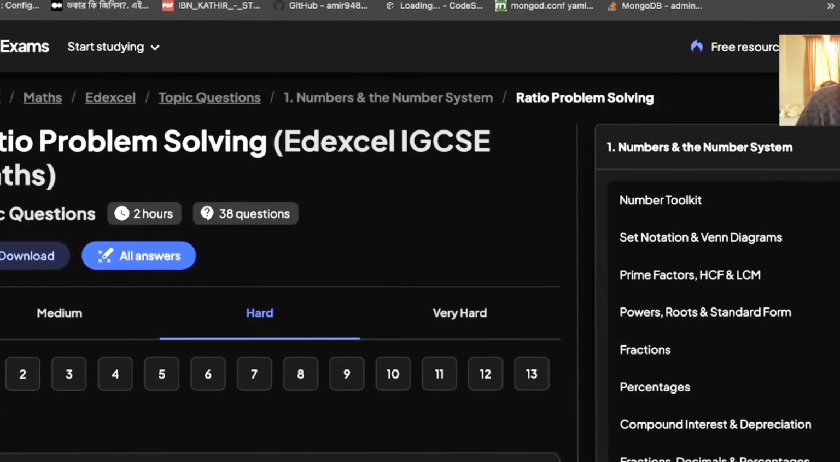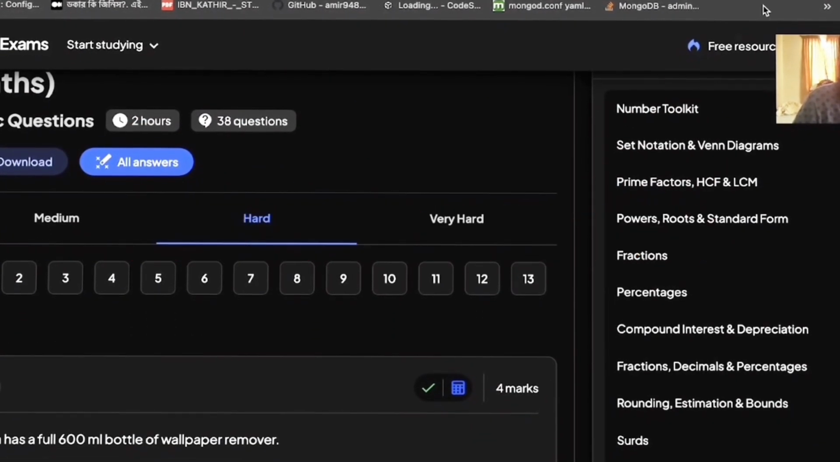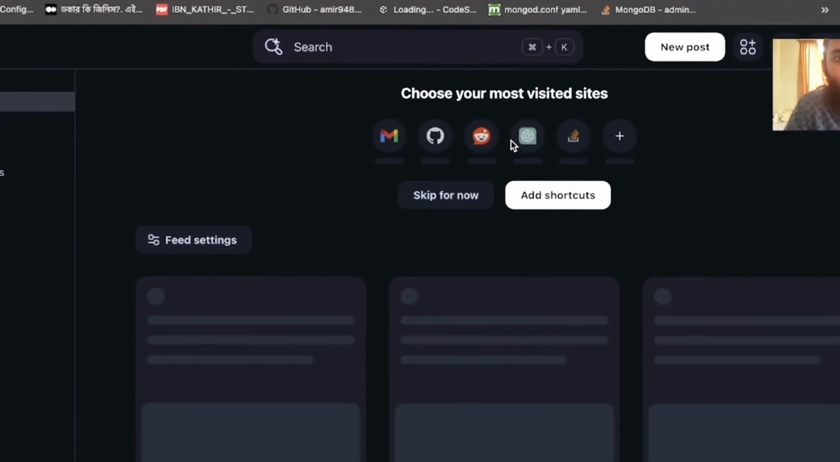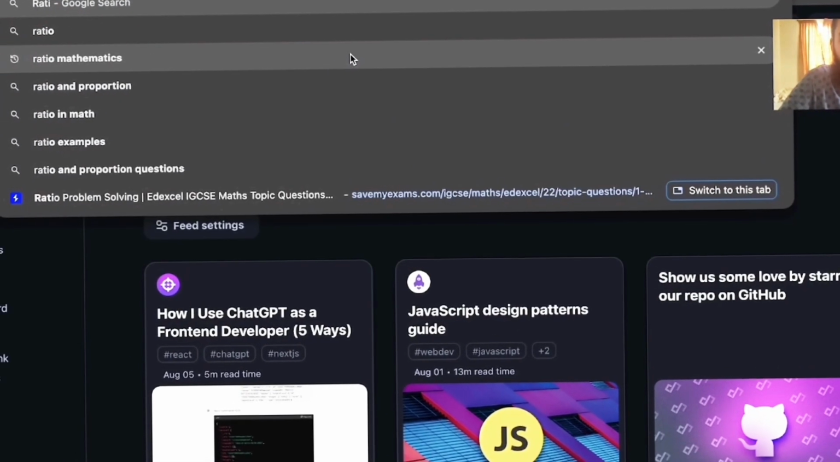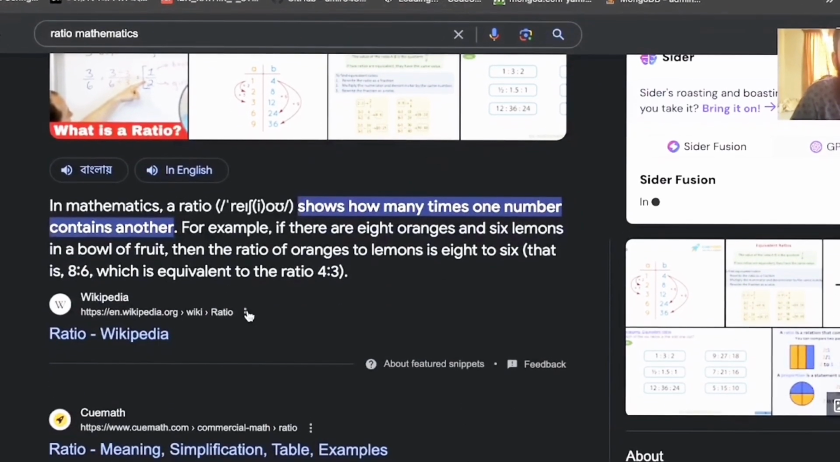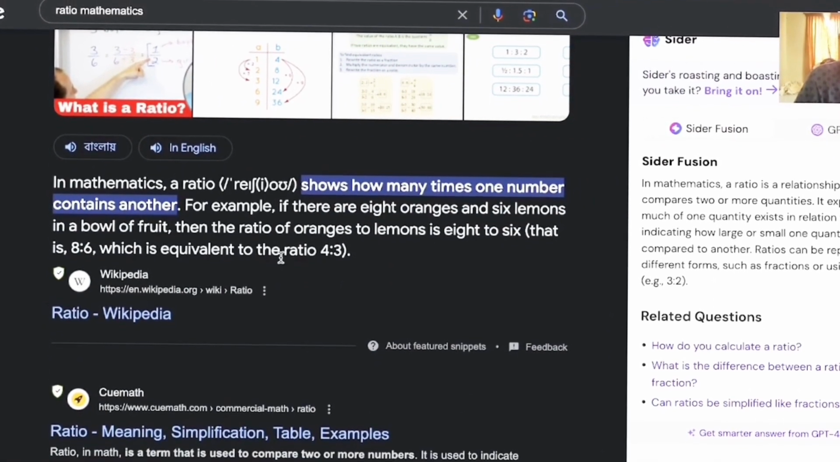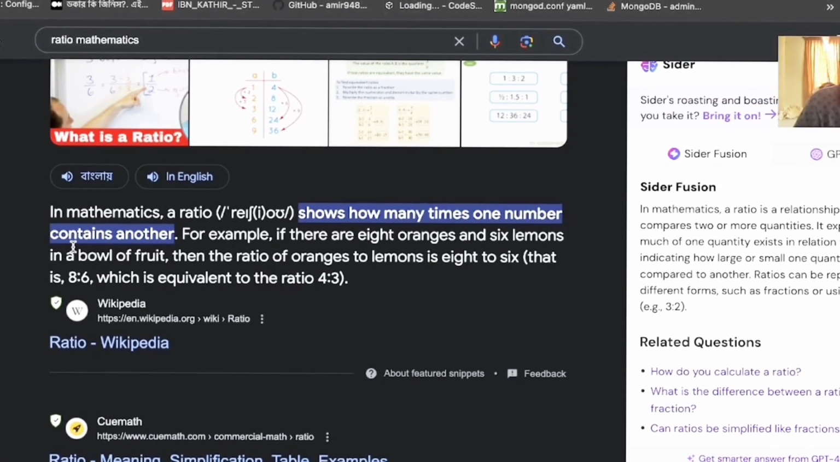Let me go through a brief overview before going into the problems. If I open a new tab and search "ratio mathematics," something along the lines of this, it shows the definition of ratio in mathematics. In mathematics, a ratio shows how many times one number contains another.